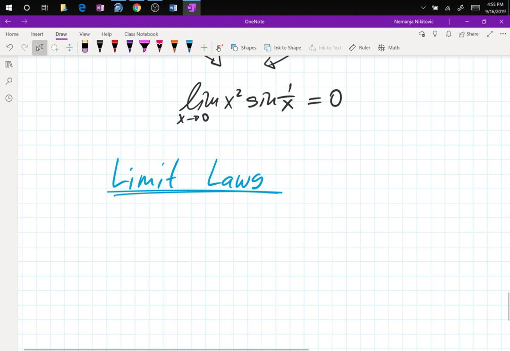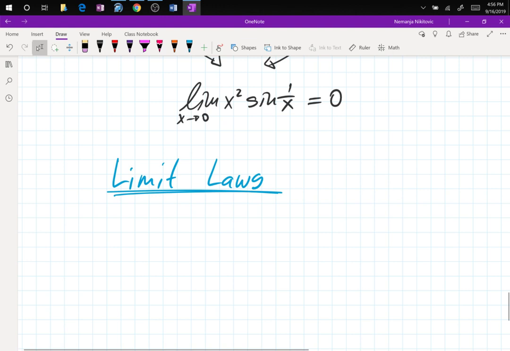Calc 2 has 2 parts. Well, there is a third part which is only 3 sections of prep for Calc 3, so ignore that. Calc 2 has 2 parts. The second half of Calc 2 is going to be using limits in every single problem. And this is where these limit laws come in.